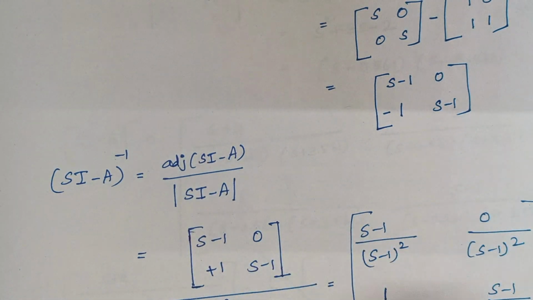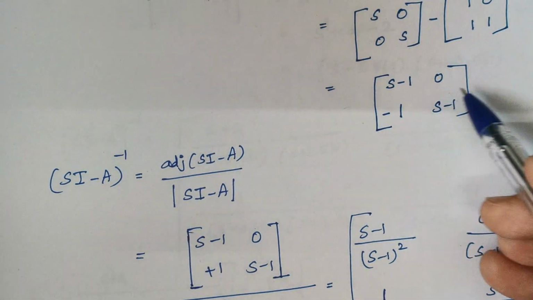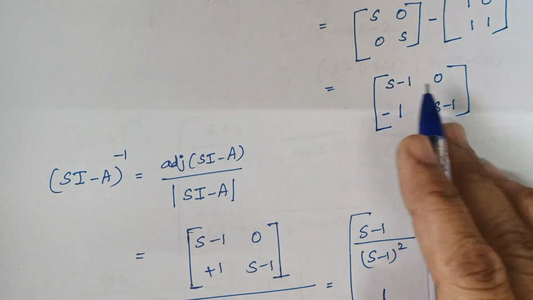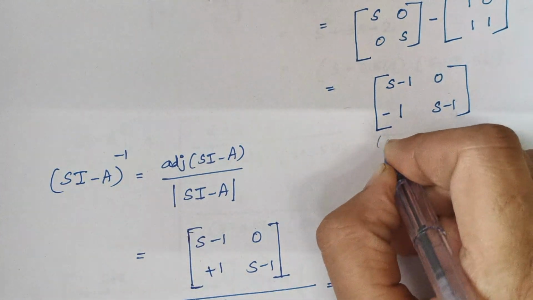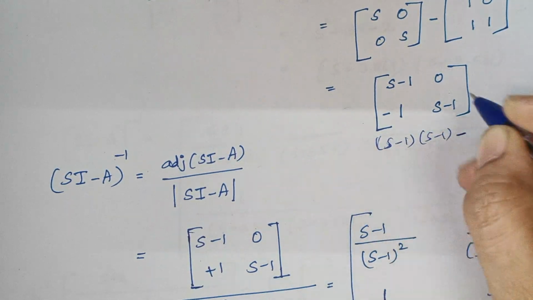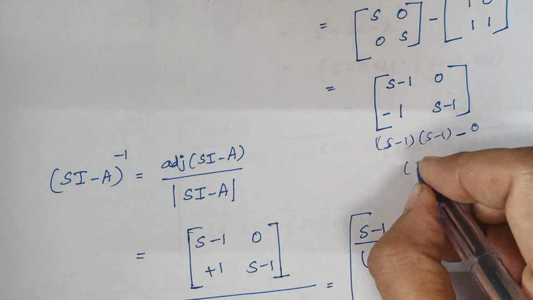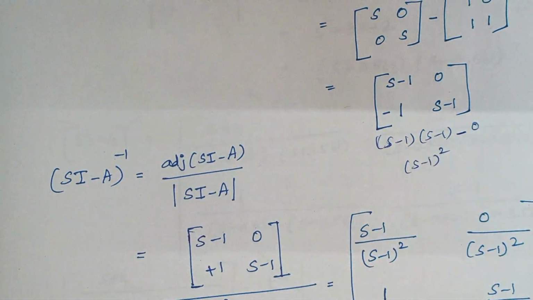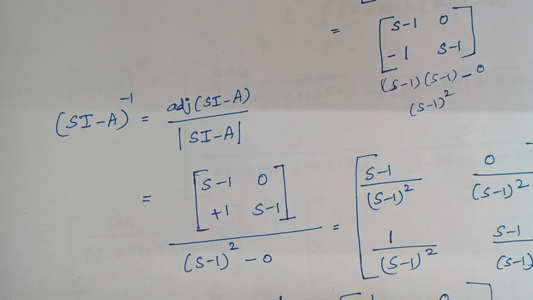Right, divided by determinant of (sI minus A). So when you take the determinant, what happens? (s minus 1) into (s minus 1) minus 0. Right, here (s minus 1) into (s minus 1) minus 0 into minus 1, which is 0 here. So (s minus 1) into (s minus 1), we can write it as (s minus 1) the whole square. Right. So here we are getting the answer as (s minus 1) whole square.